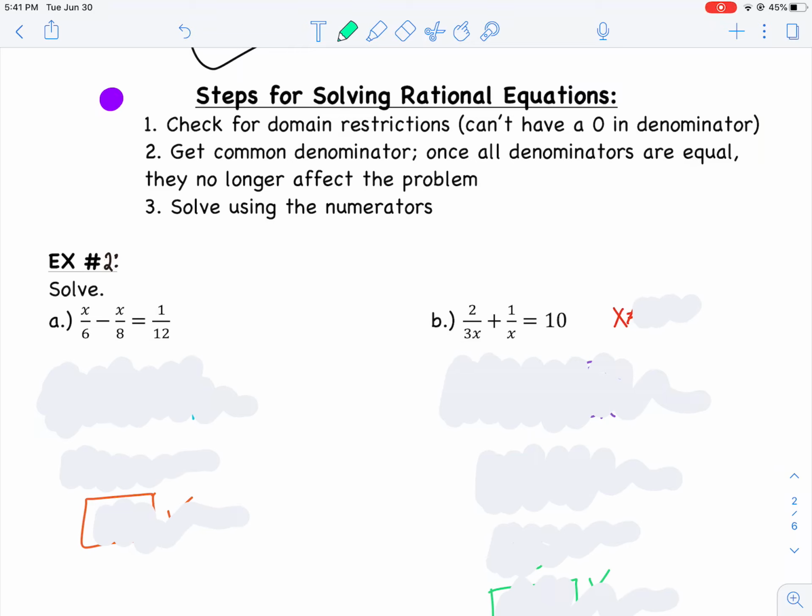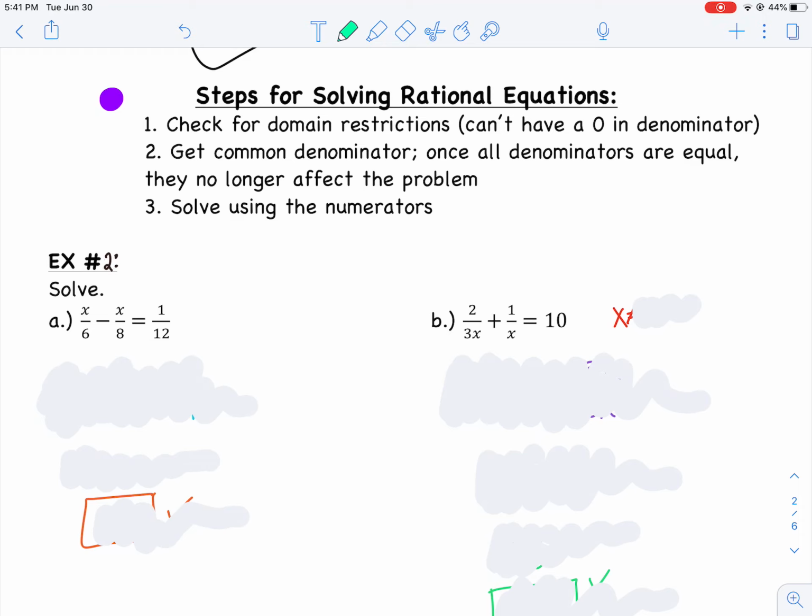All right, we just got done solving rational proportions where I had a fraction on each side of the equal sign. Now let's continue that discussion on solving rational equations, but maybe they're not proportions anymore. Maybe we have a plus and minus sign on one side and it's set equal to something else. They're called rational equations. The first thing we want to do though is still check for those domain restrictions, making sure that our denominator never equals 0.